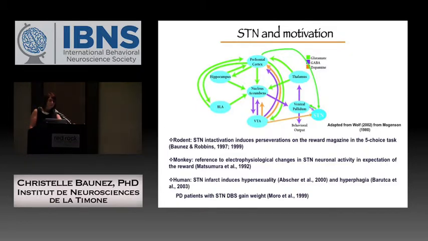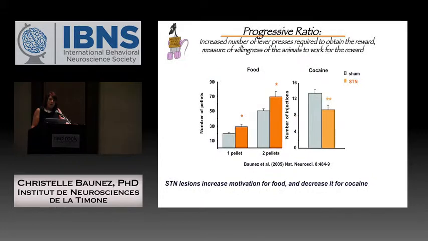But first of all, when we started to look at that, we looked at whether, when you inactivate the STN, you increase hunger in rats. It's not the case, so I'm not going to show you the results, but we don't induce primary effects on motivation, so they are not more hungry. So no effect on consummatory behavior. Therefore, we looked at conditioned place preference.